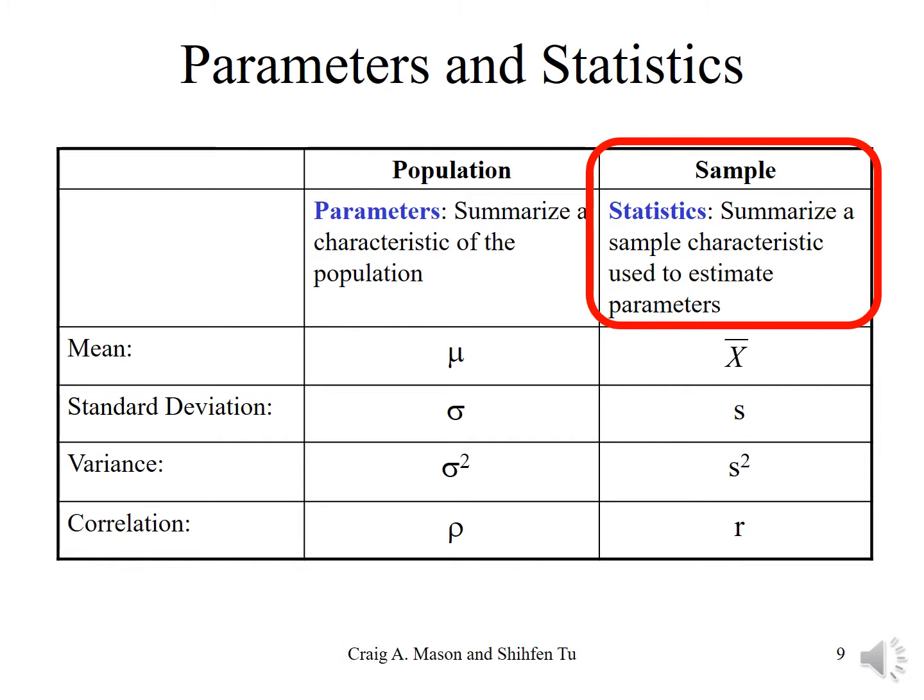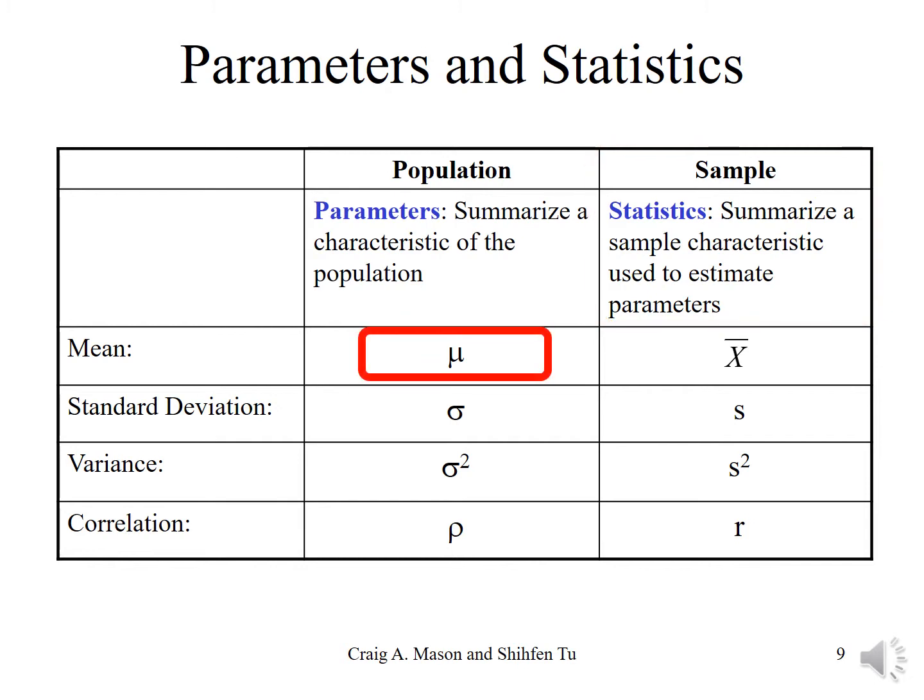We use the statistics to estimate the parameters in the population. For example, in previous videos, we saw that we used mu to indicate the population average, a parameter, and x bar to indicate the sample average, our sample statistic. Similarly, sigma is used to indicate the standard deviation in the population, while s is used to indicate the standard deviation that we calculate from our sample.